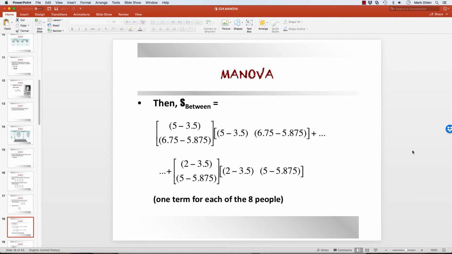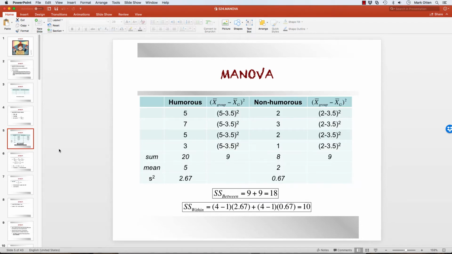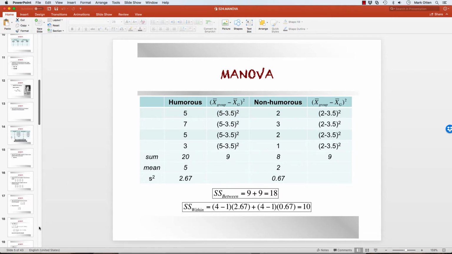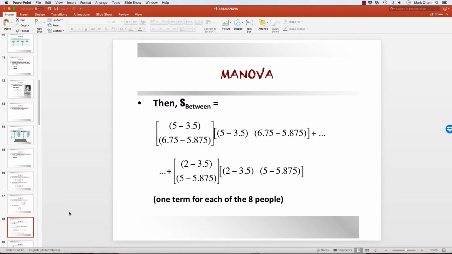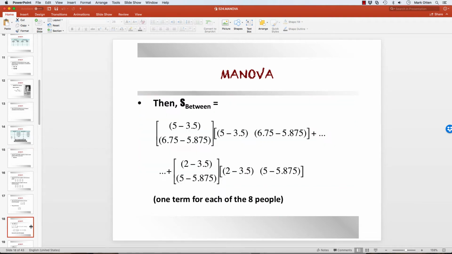So the second term is now the non-humorous group. So we've got 2 minus 3.5. That's the non-humorous group on the first DV. 2 minus 3.5 squared, you see it there in univariate form. Now we see it in multivariate form. And then the 5 minus 5.875 is again from the second DV and the non-humorous group. You see it there in the Anova, 5 minus 5.875. And again that gets repeated 4 times.